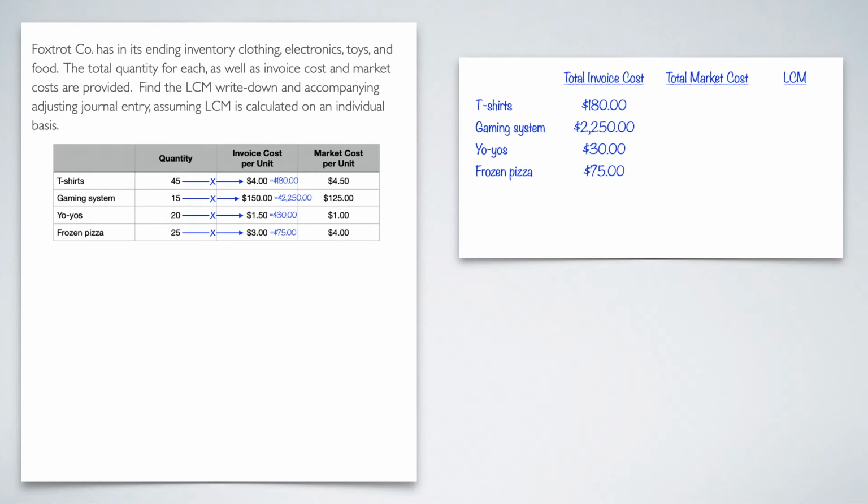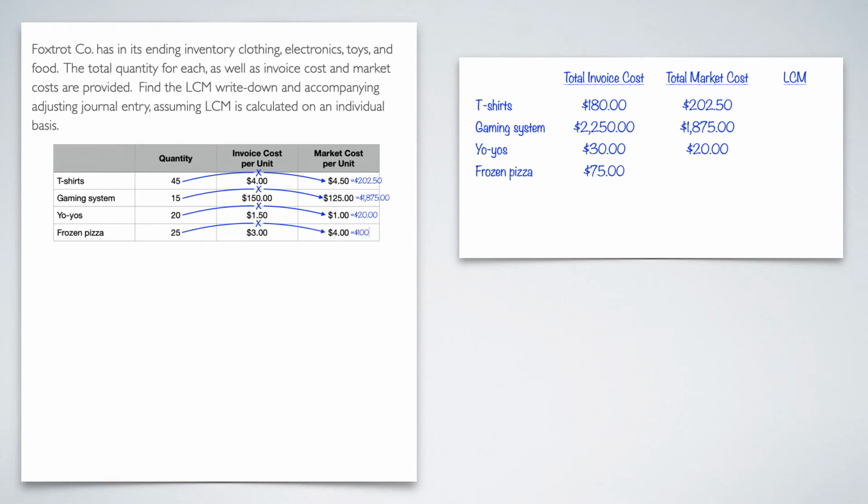Now let's do the total market cost. Same principle: I have 45, and if I have to replace those at today's costs, what would it be in total? So 45 times the 4.50, that would give me a total of $202.50. 15 times the 125 market cost for the gaming systems. That's going to give me $1,875. 20 yo-yos at today's current market cost, which would be $1 a piece. That's going to be $20. And then finally, 25 times the $4 market cost of frozen pizzas, expensive pizzas, for $100 in total.